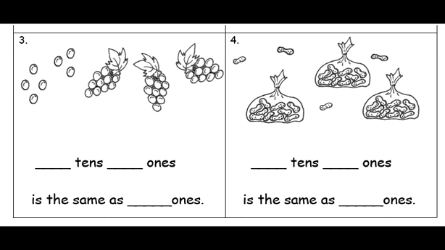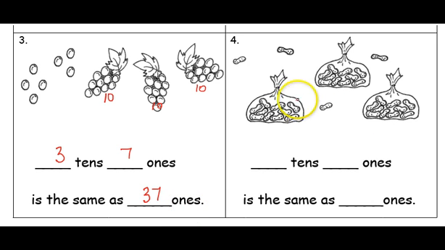Here are a couple more examples. I have 3 groups of grapes that have 10 grapes each. So I have 3 tens, and then I have 7 more grapes. So I have 3 tens and 7 ones, or 37 grapes. I could say that I have 37 single grapes in all, or 37 ones. So the number 37 can be thought of as 3 groups of 10 and 7 ones, or 37 individual ones.